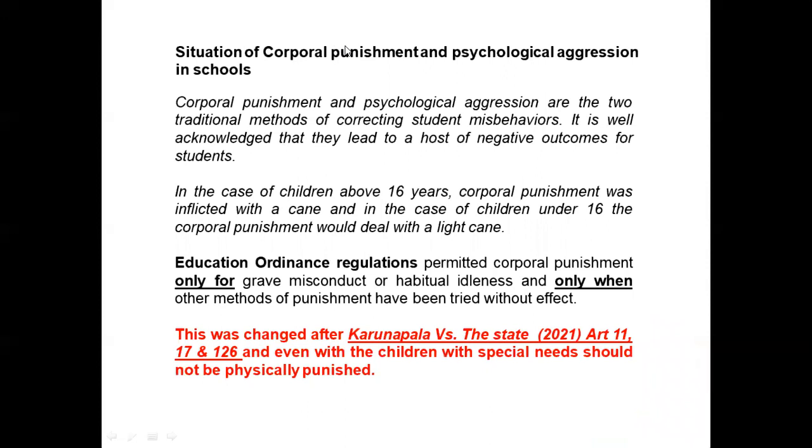Situation of corporal punishment and psychological aggression in schools. Corporal punishment and psychological aggression are the two traditional methods of correcting students' misbehavior. It is well acknowledged that they lead to a host of negative outcomes for students. In the case of children above 16 years, corporal punishment was inflicted with a cane, and in the case of children under 16, corporal punishment would be dealt with a light cane.